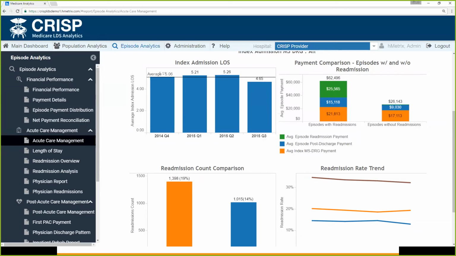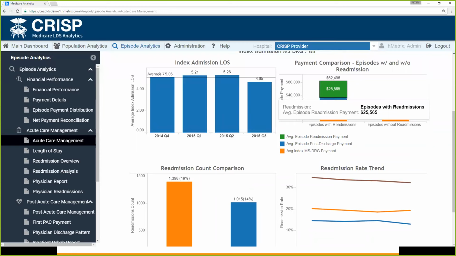On the right, this is a chart that I really have always liked a lot when I first started looking at bundled payments. This explains how important readmissions really are when it comes to episodes. So you see the left bar chart is the episodes with readmission. The average price here is about $62,500, where episodes without readmissions are about $26,000. So it's significantly more when you have a readmission.